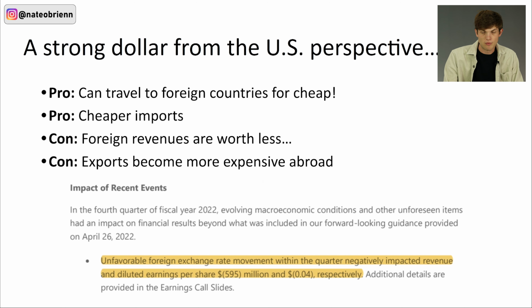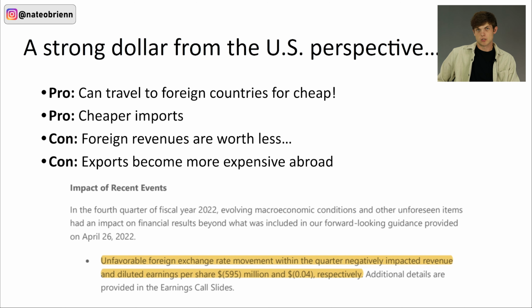For example, your foreign revenues are worth a lot less. I think it's something like over 30% of revenues from companies in the S&P 500, which is an index in the United States for equities, come from abroad, from outside of the United States. So if you're a multinational corporation, say like McDonald's, and you're selling burgers in Turkey, where they've had, I think, something like 80% inflation over the past year.